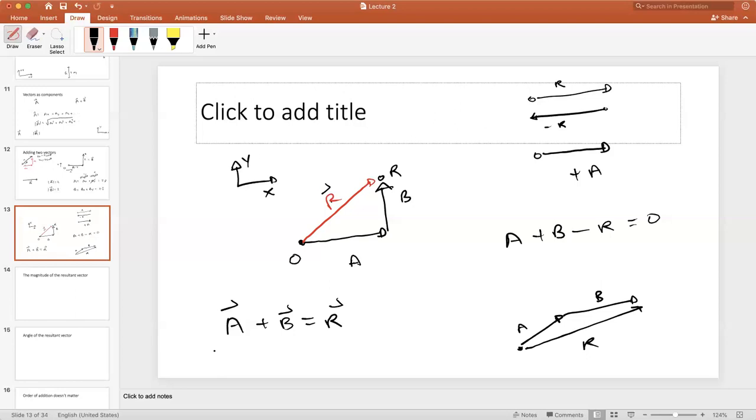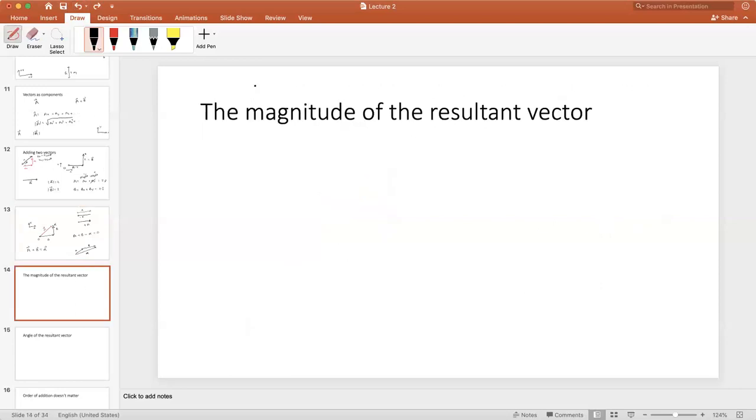Secondly, what you need to know is that the components, well, we'll do that next. So, the magnitude of the resultant vector. The components of R are just like A and B, Rx plus Ry, but Rx is R cos theta of R, and Ry is R sine theta of R.